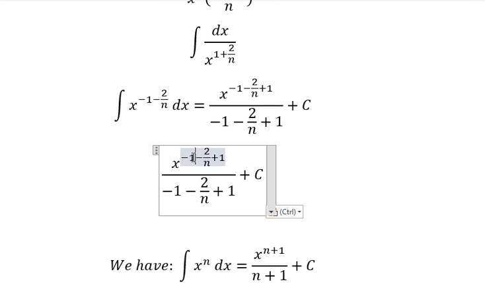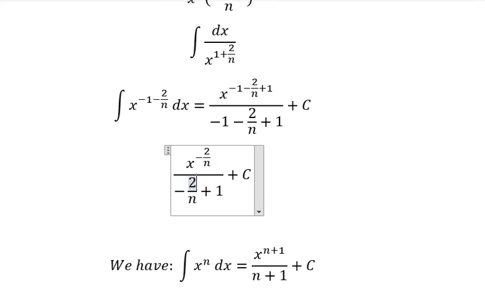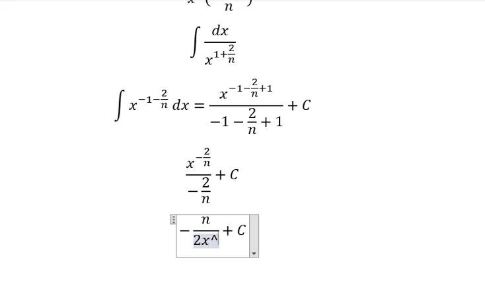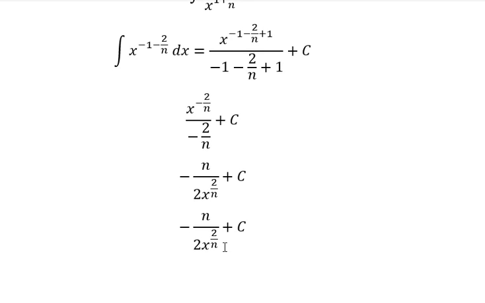So we simplify. And this one, that is negative n over 2, and we have s to the power of 2 over n. And this one we can write like this.